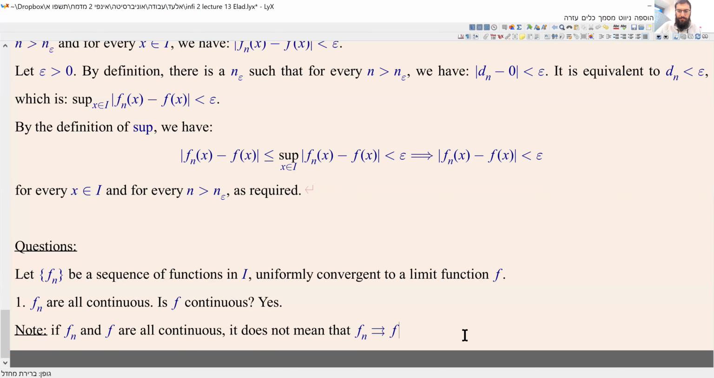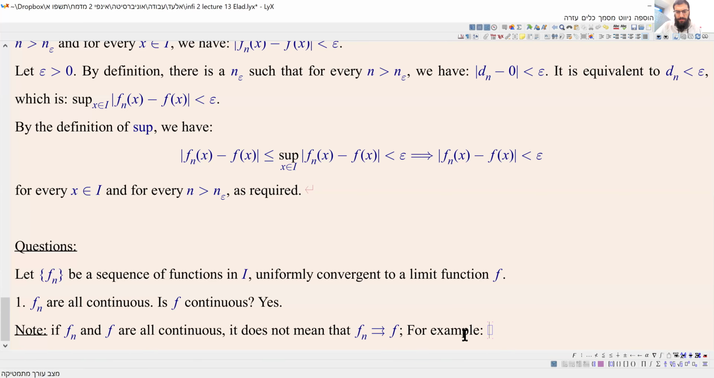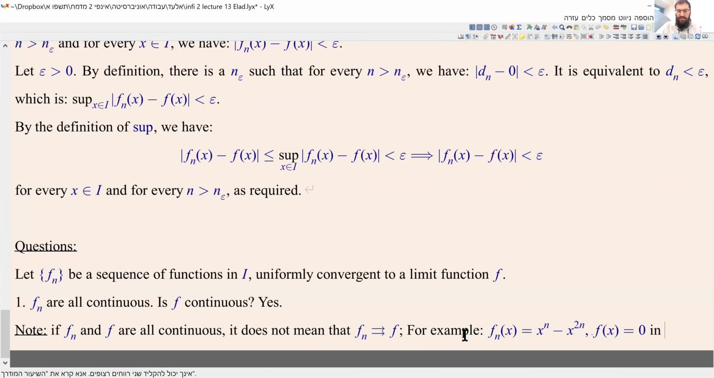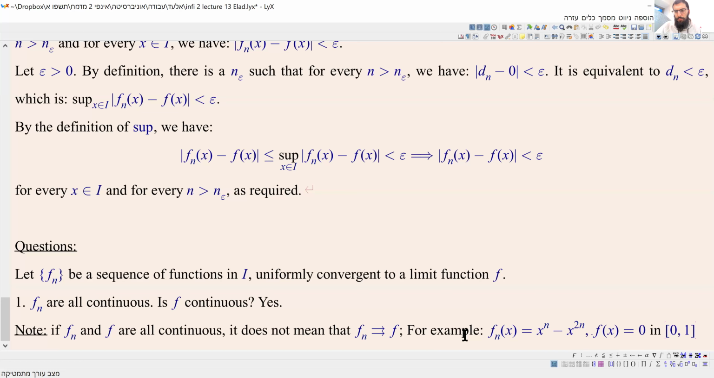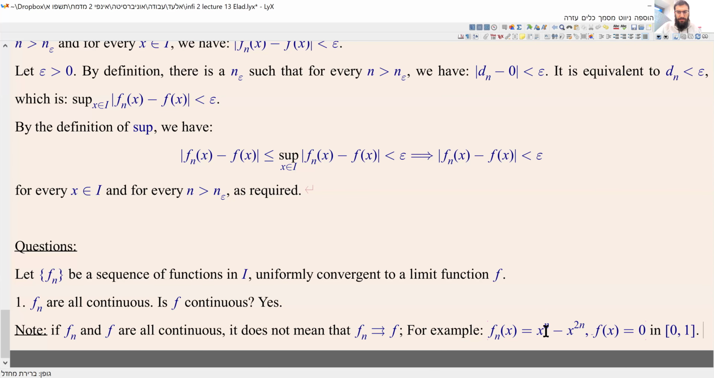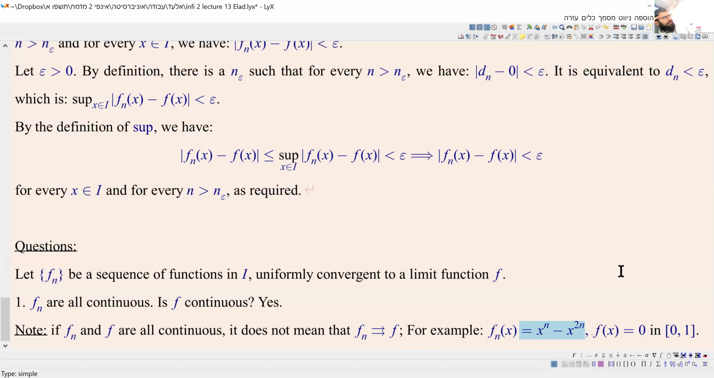For example, we saw that Fn is x to the power of n minus x to the power of 2n, and f is 0 in the segment between 0 and 1. It's an infinite number of functions. All the Fn on one hand and f on the other hand are continuous, but it is not a uniform convergence.